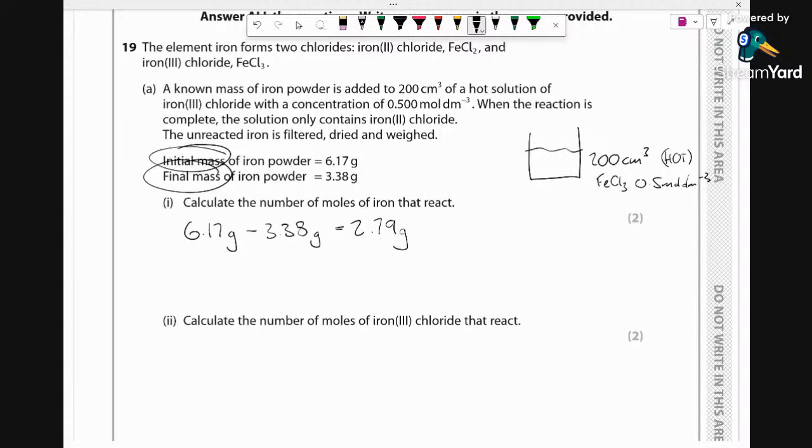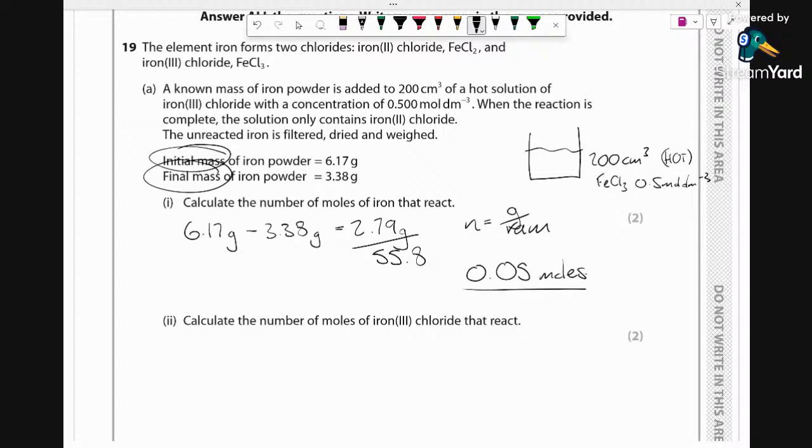2.79 grams. That'll be my first mark. Now I need to get it into moles. Number of moles is grams over Mr. I've got my Mr of iron is 55.8 off my periodic table. I've got the number in my head, but I still check it anyway. So 2.79 over 55.8 gives me that. Now that's a really interesting number because that tells me 0.05 moles. Yeah, there's my final answer.